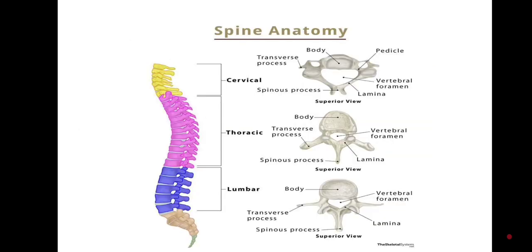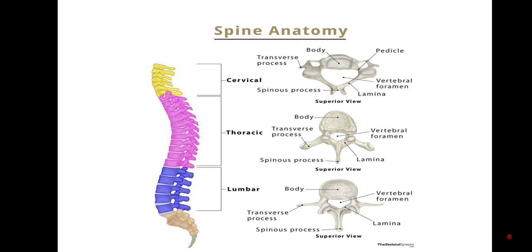Now let's study the spinal anatomy. So the typical vertebra is also called the cervical vertebra. Normally, let's see what the components of a typical vertebra are. It includes the body, pedicle, vertebral foramen, lamina, spinous process and the transverse process. Now let's see what the specific features relevant to the cervical, thoracic and the lumbar vertebra are.